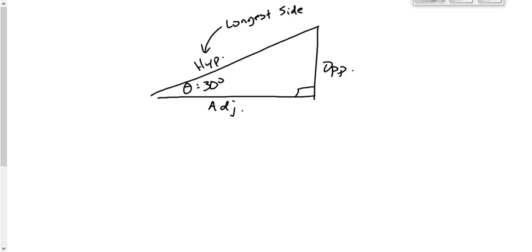Adjacent and hypotenuse touch the angle. Opposite doesn't. The hypotenuse is the longest side. By that reasoning, we should be able to fill in all three sides.